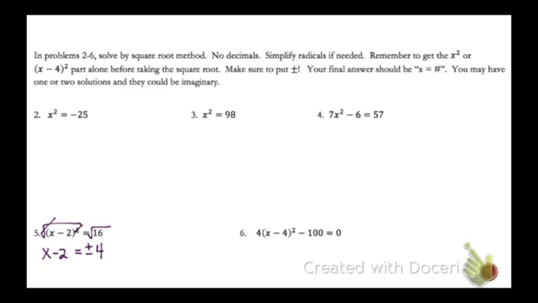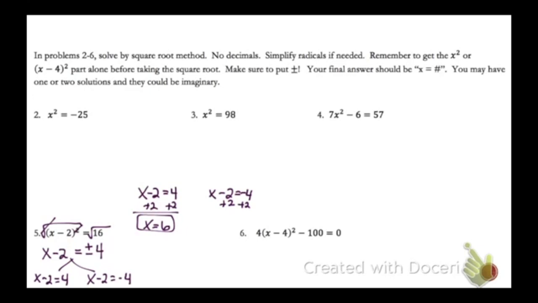Now we have to break this into 2 problems. One problem is going to be x minus 2 equals positive 4. The other one will be x minus 2 equals negative 4. I'm going to add 2 over on both of these. I get x equals 6 and x equals negative 2.